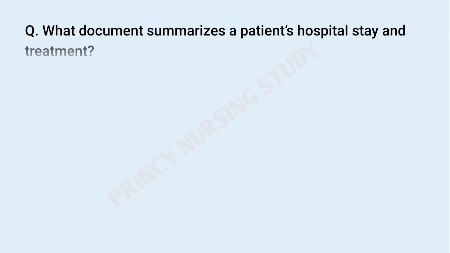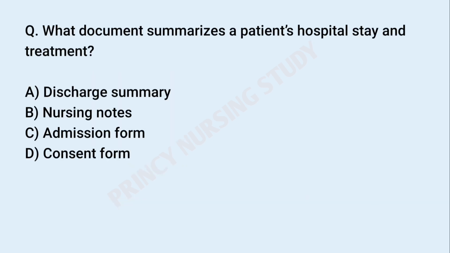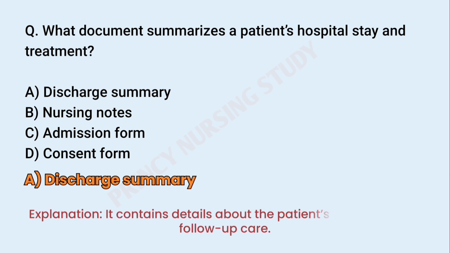Next question: what document summarizes a patient's hospital stay and treatment? Correct answer is A. Discharge summary. It contains details about the patient's treatment and follow-up care.